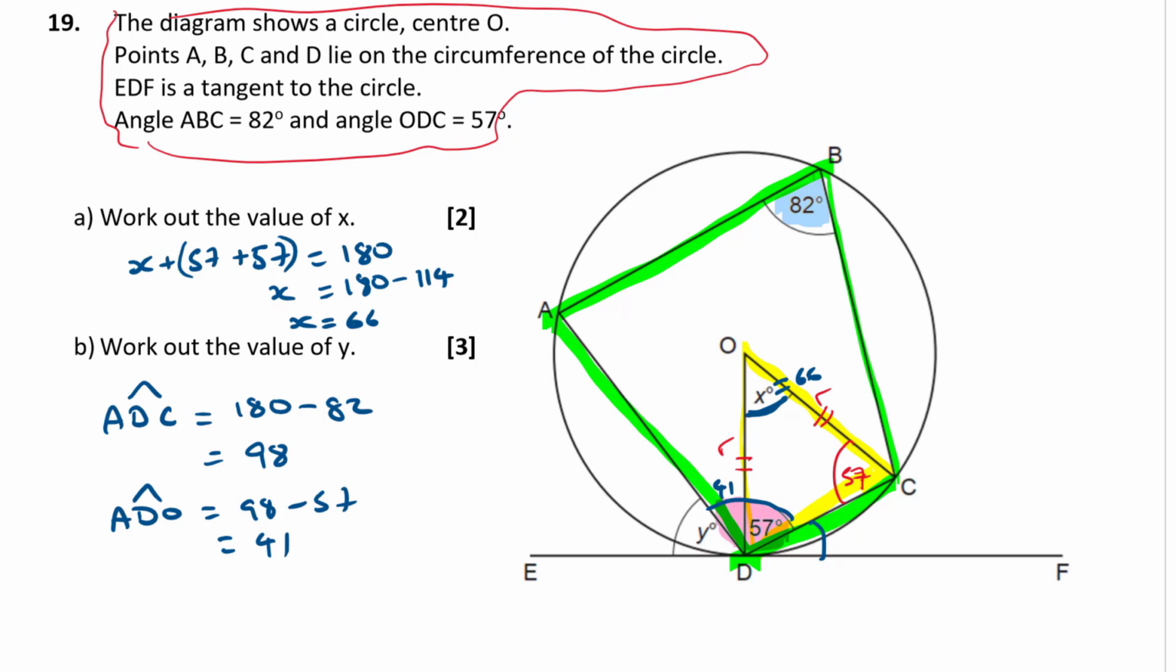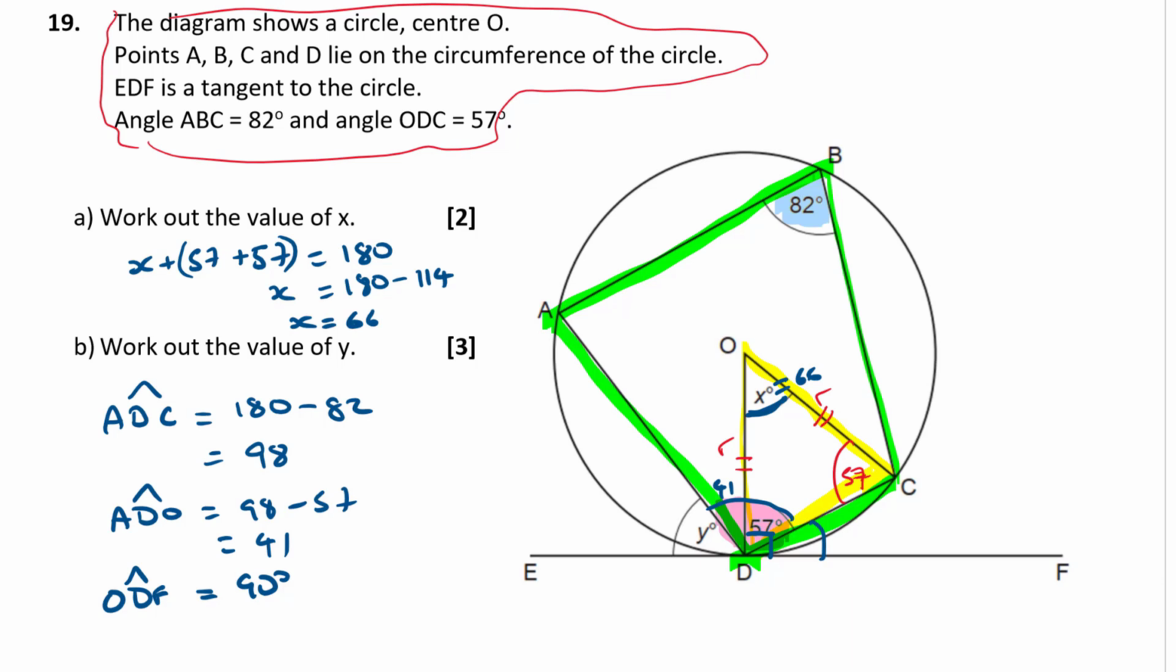Okay, now my diagram's a little bit crowded now, but you can see that OD is a radius drawn at the point of contact with that tangent. So you should know that a radius drawn at the point of contact with a tangent, those two lines are going to be at 90 degrees to each other, aren't they? So that angle there between OD and DF is 90 degrees. So angle ODF equals 90 degrees, and the reason for that is the angle between a radius and a tangent is 90.